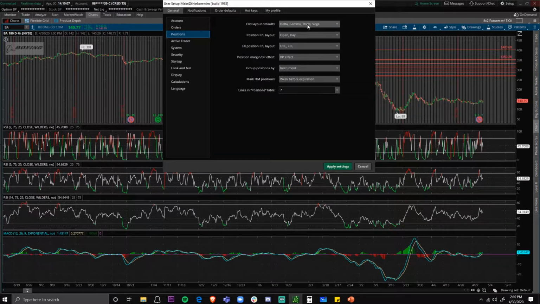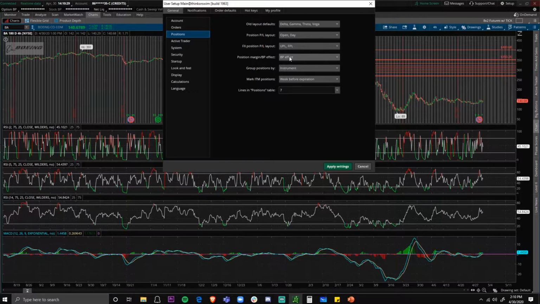Now for your positions, old layout defaults. I like to see my Delta, Gamma, Theta, and Vega. Also, the position P&L layout is obviously open and then day. The open will be since the position was open, and then day will just show whether or not you're having a good day or a bad day. And then Forex, I don't really worry about. I don't trade Forex.